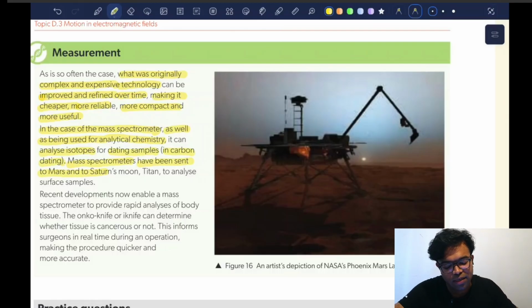Ions of mass 1.5 × 10^-26 kg and charge +e are accelerated from rest through a potential difference of 600 volts. The ions enter a region of crossed electric and magnetic fields. The magnetic field strength is 0.25 tesla. Calculate the speed of the ions. Okay, you have to calculate the speed of your ion. Now, how will you do this?